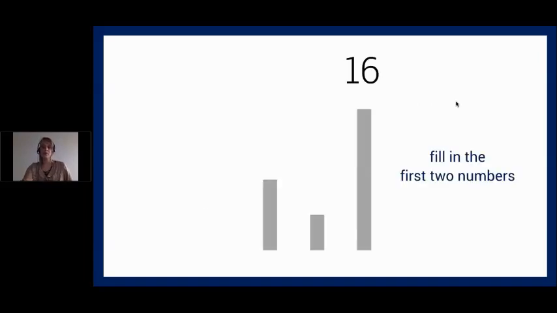I have another one, a rematch for the people who maybe didn't get it right. So we have a bar chart here. We have three bars. And when we say the last one is 16, what are the first two columns? I'll give you a few seconds to write it down. And here are the answers. So it's 8, 4, and 16.